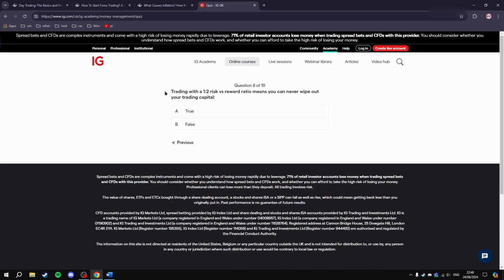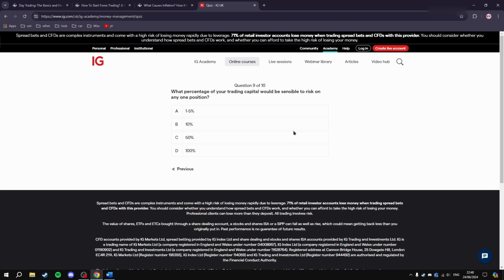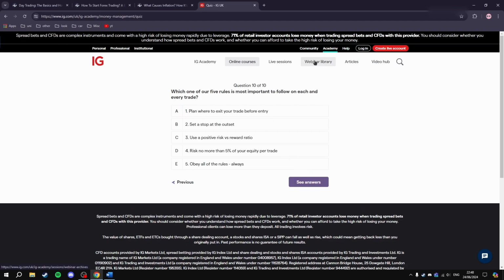Trading for a 1 to 2 risk versus reward ratio means you can never wipe out your trading capital. False. What percentage of your trading capital would be sensible to risk on any one position? 1 to 5%, not 100%. Mad lads. Which one of our 5 rules is most important to follow on each and every trade? Obey all the rules above always.